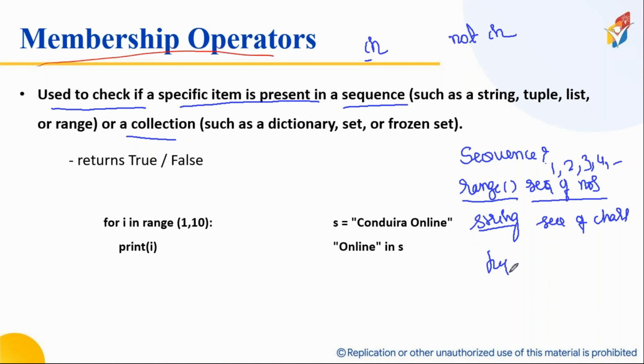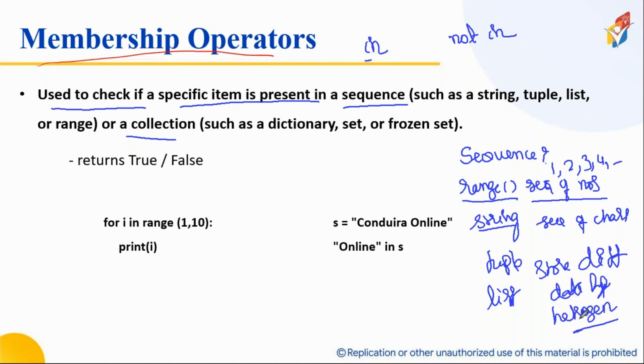Next one is tuple or list. They store different data types, also called heterogeneous elements. Apart from them, we also have the concept of collections. There are two collections in Python. The first one is a dictionary, and the second one is a set.